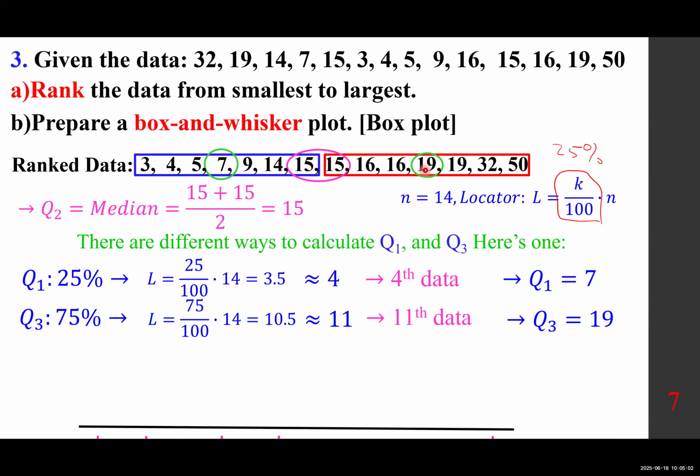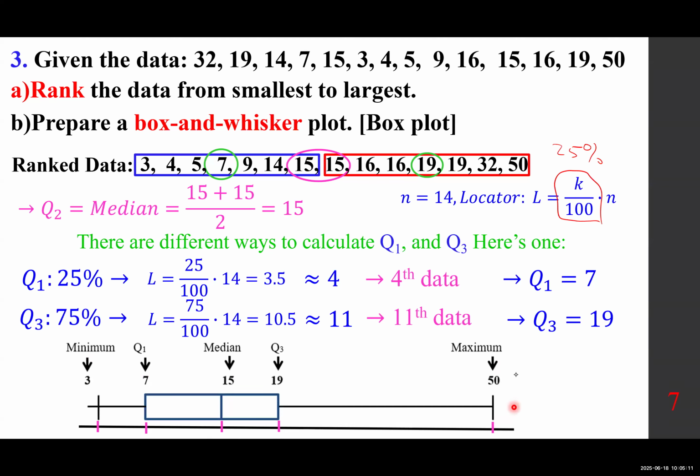Now you go with the number line and you put those numbers. The minimum is 3, the maximum is 50, and so on. Then the minimum, the maximum, and Q1, Q2, and Q3 make up a box like that. Okay, everybody? 3, 7, 15, 19, 50. This is called a box and whisker plot.